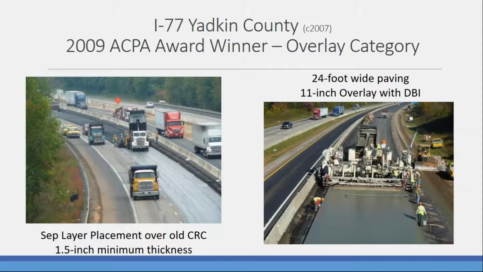So this was an 11-inch overlay with, I think, a minimum 1.5-inch asphalt bond breaker used over top. In this case, this was again a CRC pavement, very similar to the work that they had done on I-85 in prior years. So this was a 2007 construction. I think it actually, of course, went in 2008. And again, an outstanding example of concrete overlay use.